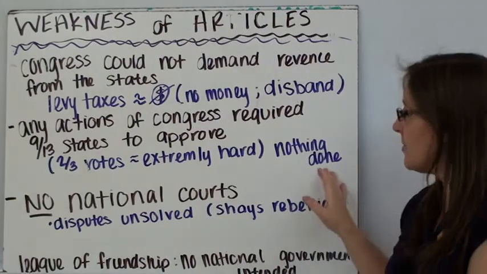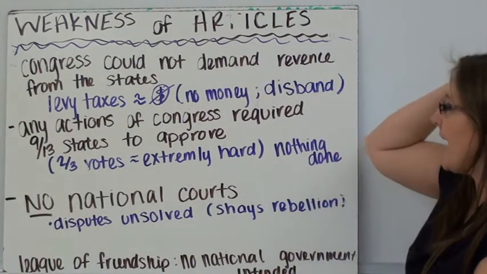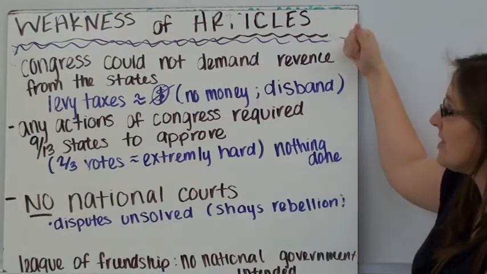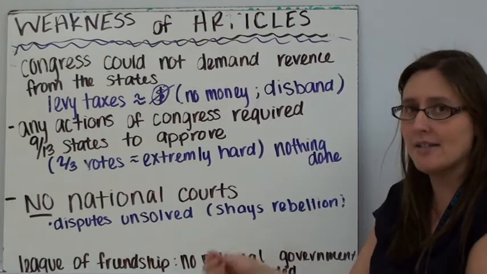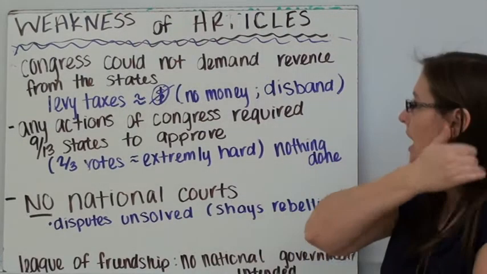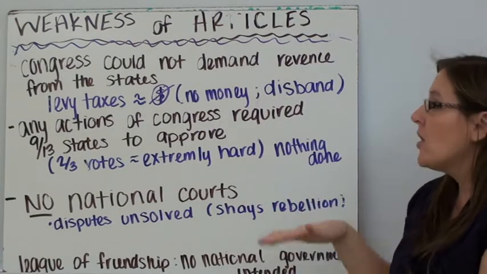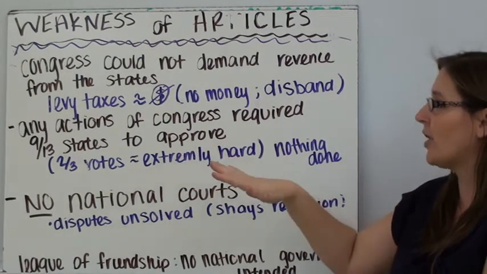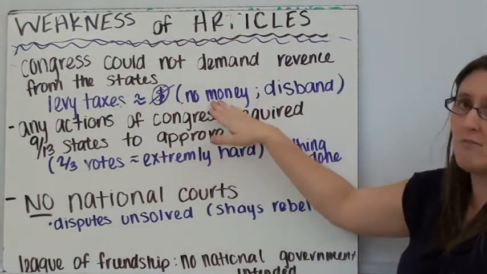So you are responsible for knowing some of the weaknesses of the articles and why they didn't work. And the main reason was Congress was not allowed to demand revenue from states. They couldn't tax the states or the people in the states. They could ask, they could beg, but the states could say no. So that meant that the federal government did not have any money. If you can't levy taxes, you don't have money.